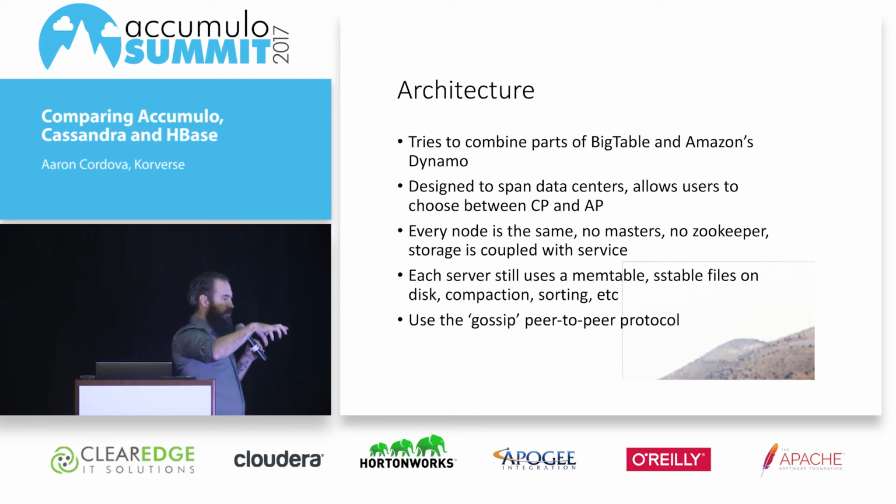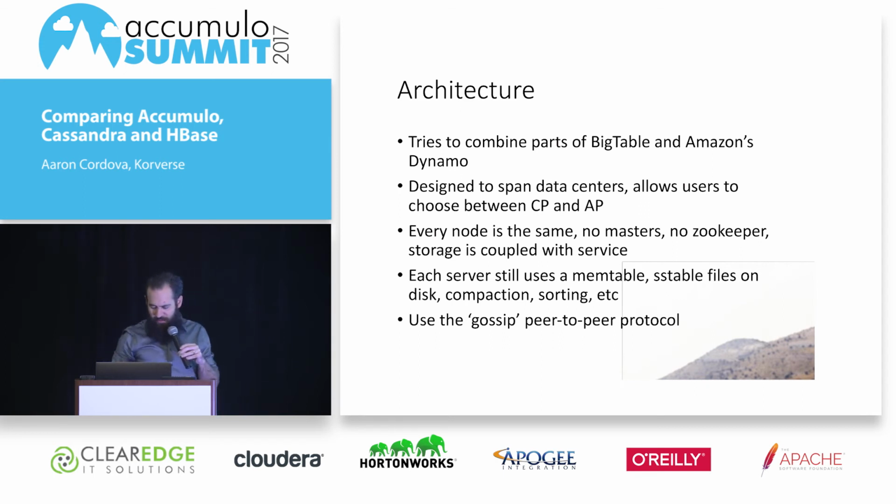Inside a Cassandra node, it looks very much like a tablet server. It has a memtable and SSTables, which is the same thing that Accumulo uses. It's got compaction, sorting, etc. It uses a gossip peer-to-peer protocol, though, to bring things up. So it's kind of interesting.